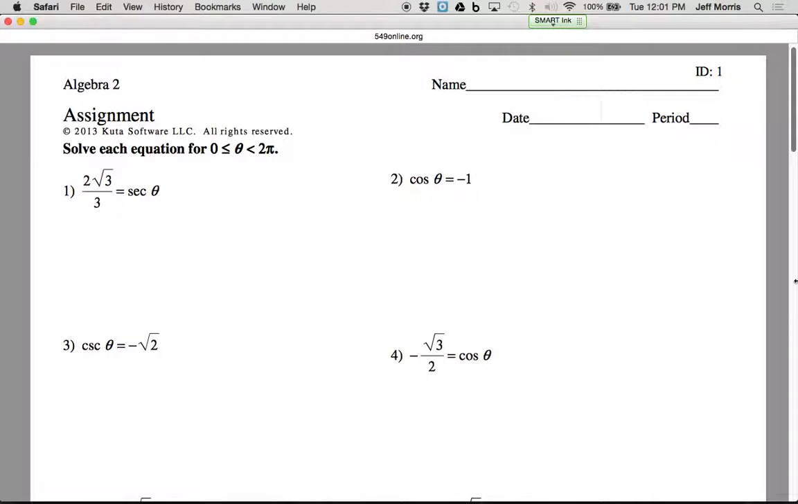Up to 2 answers. Were there some problems that had no answers? Yes, there was one. Were there some problems that had only 1 answer? You probably saw those for sure. There can be 2 possible answers, but it doesn't mean there has to be 2. There was a couple problems on here where there was only 1 answer. And there was only 1 problem on here where there was no solution. And I'll talk about that when we get to it.